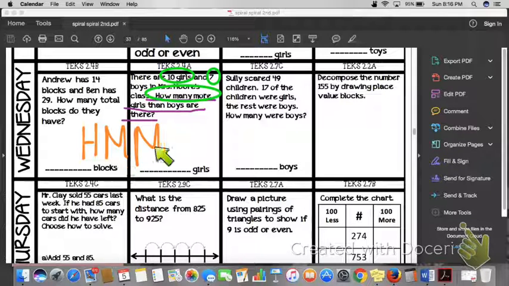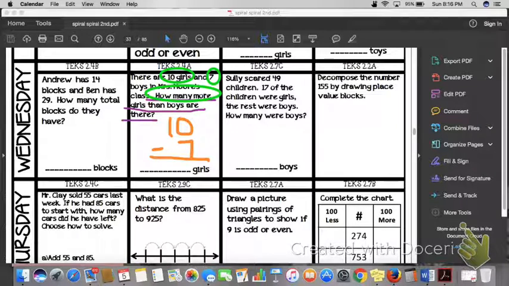How many more. When you see that, you are going to subtract. All right? Remember that. How many more means subtract. So we know we have 10 girls, and we know we have 7 boys. And we also know that how many more tells us to subtract. So they want to know how many more girls there are than boys. We know that there's more girls, but we want to know how many more. So 10 minus 7 is equal to 3. So that means that there are 3 more girls than boys.